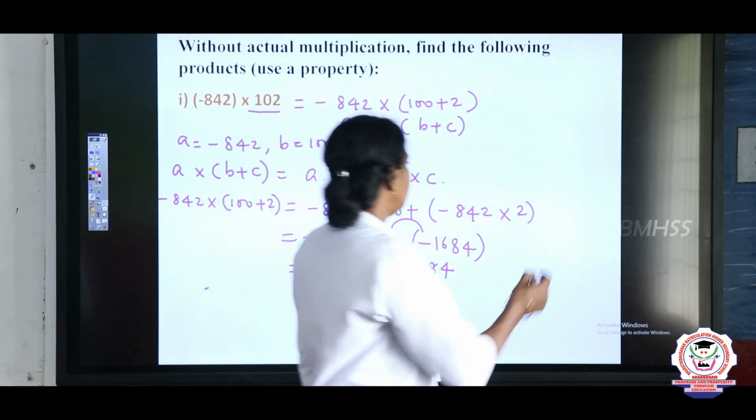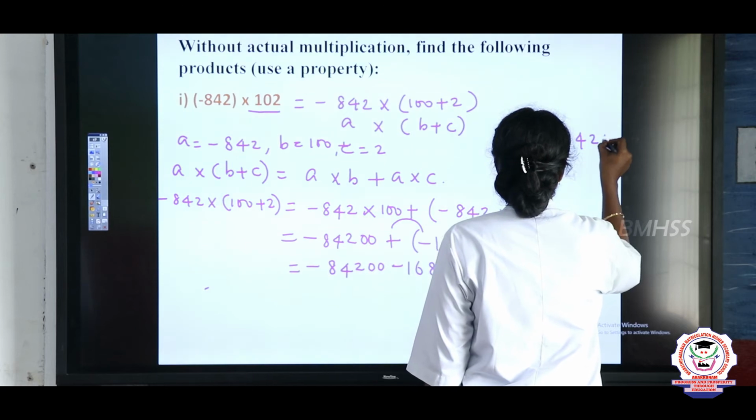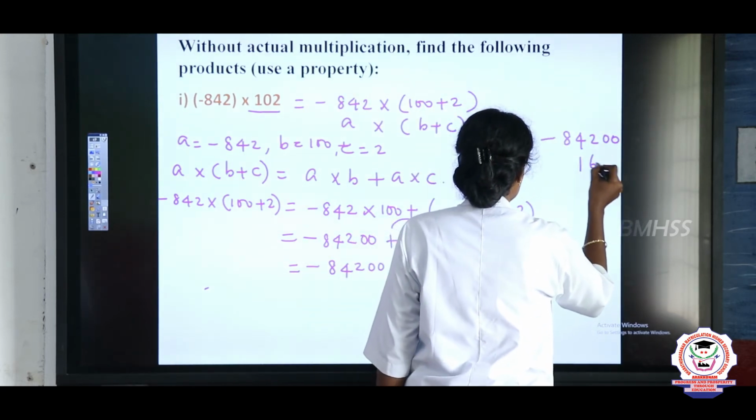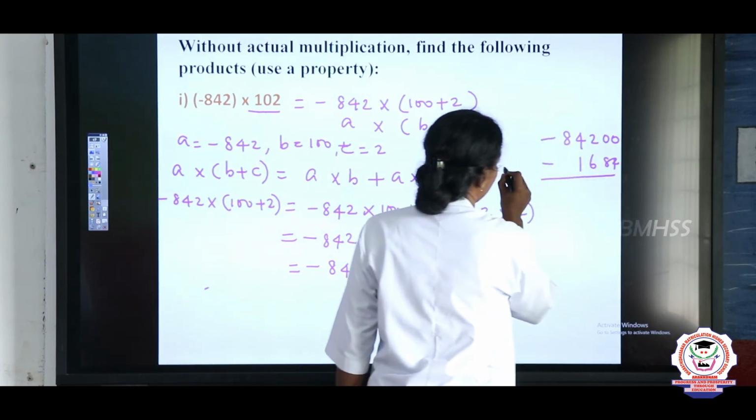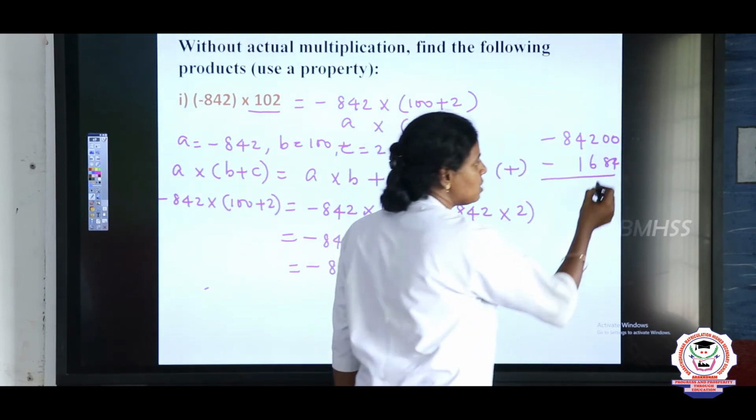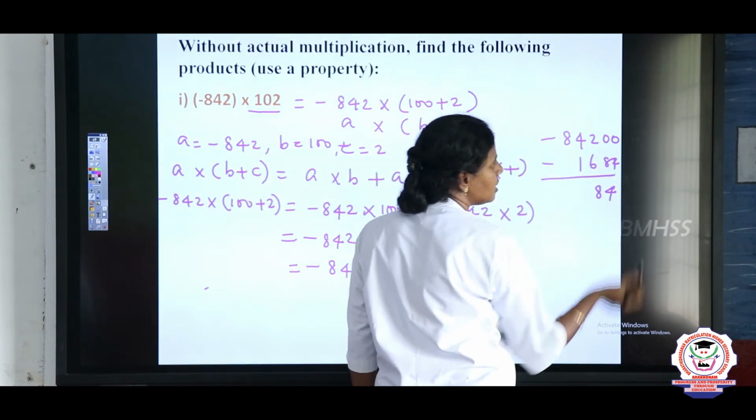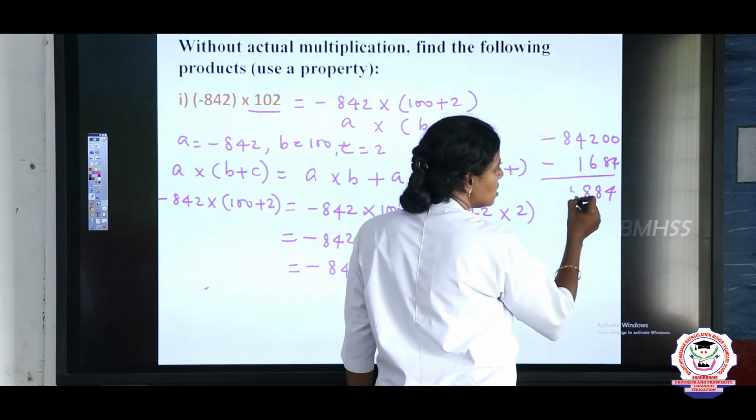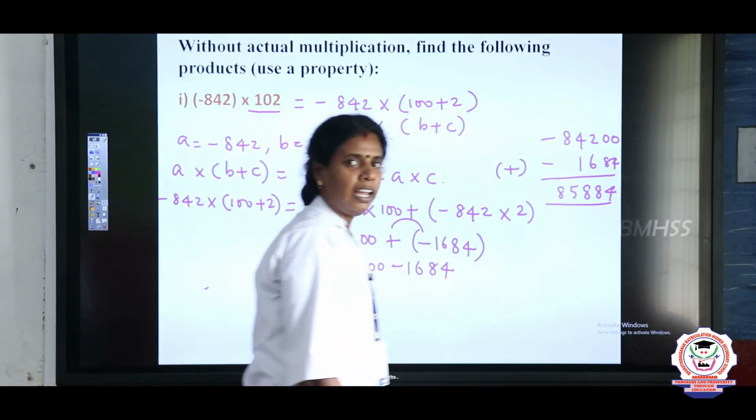First we will take the number minus 84200 and one more number, 1684. So both are negative. I am going to add this: 0 plus 4 is 4. 0 plus 8 is 8, and 2 plus 6 is 8. 4 plus 1 is 5 and 8. So 85884.